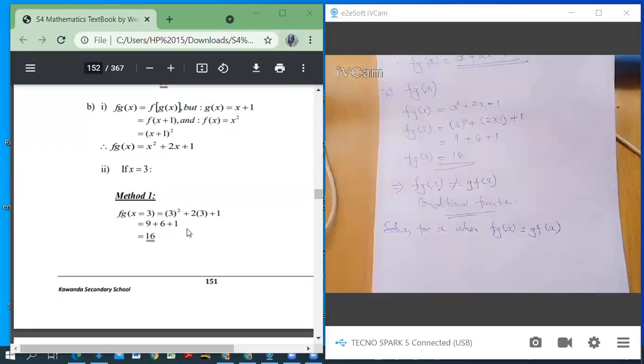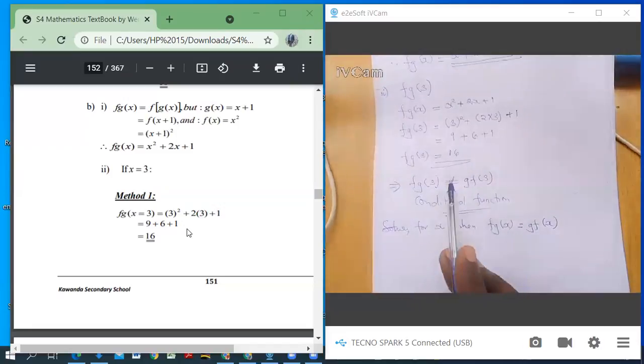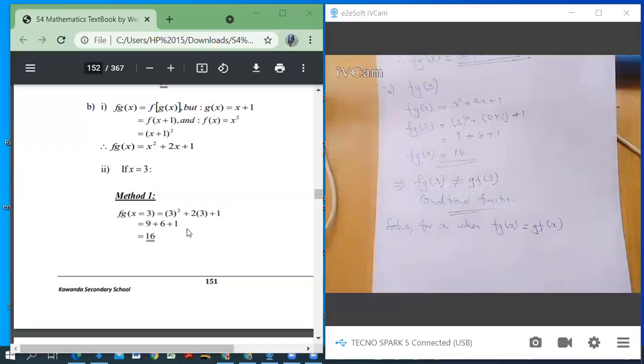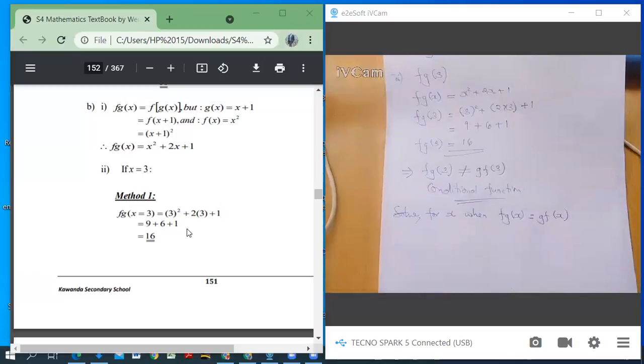Now this is what we call a conditional function. When we were doing the example, we saw that they were not the same. If I want to make them the same, I have to put a condition. So can we find the value of x now? Solve for x when that function is equal to that.